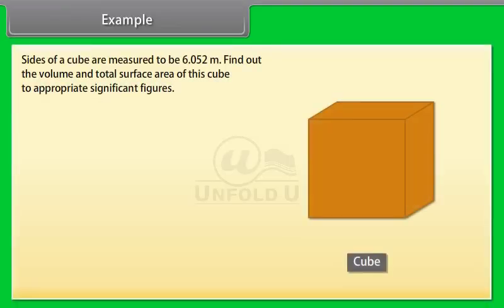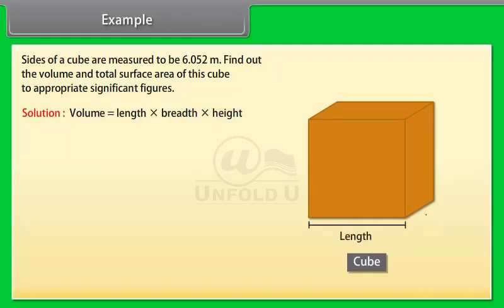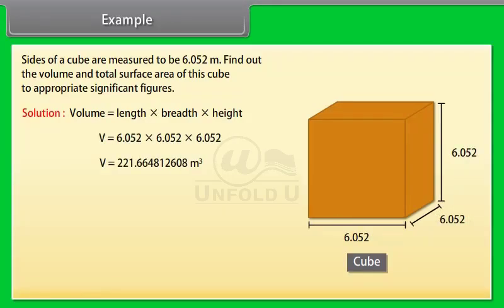Example. Let us take an example of significant figure. Sides of a cube are measured to be 6.052 meter. Find out the volume and total surface area of this cube to appropriate significant figures. Let us see the solution. Volume is equal to length into breadth into height. After calculation, we get V is equal to 221.665 meter cube.